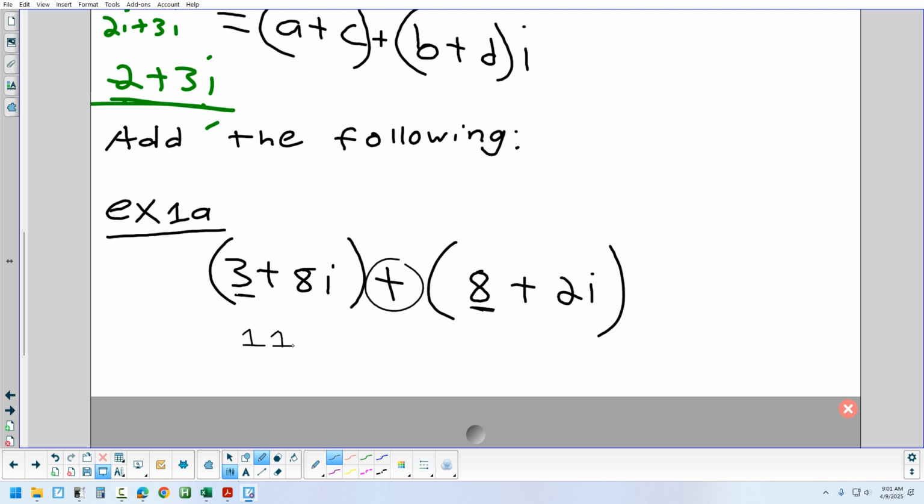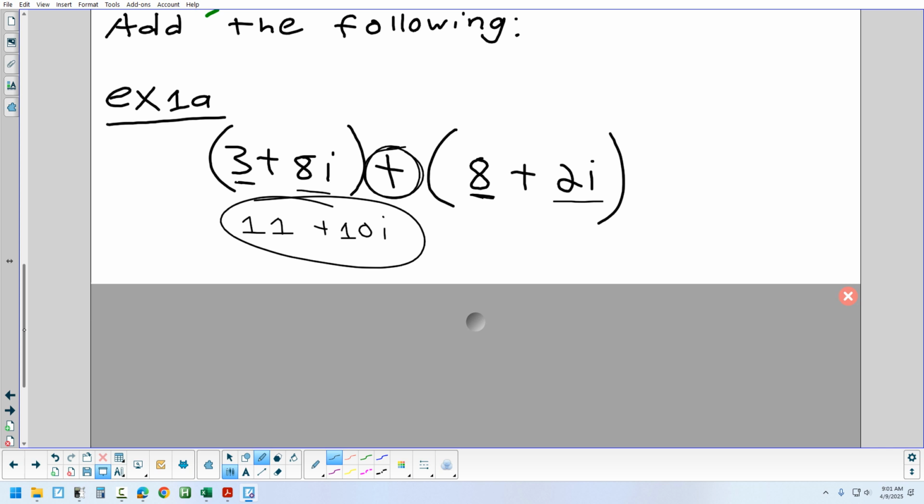Okay, so we got 11. And what about when I add the imaginary parts? Yeah, 10i. So we have 8 i's, we have 2 i's, and we're going to add them together. 8i plus 2i, 10i. And that's the final answer. 11 plus 10i. Okay. Any question on that?